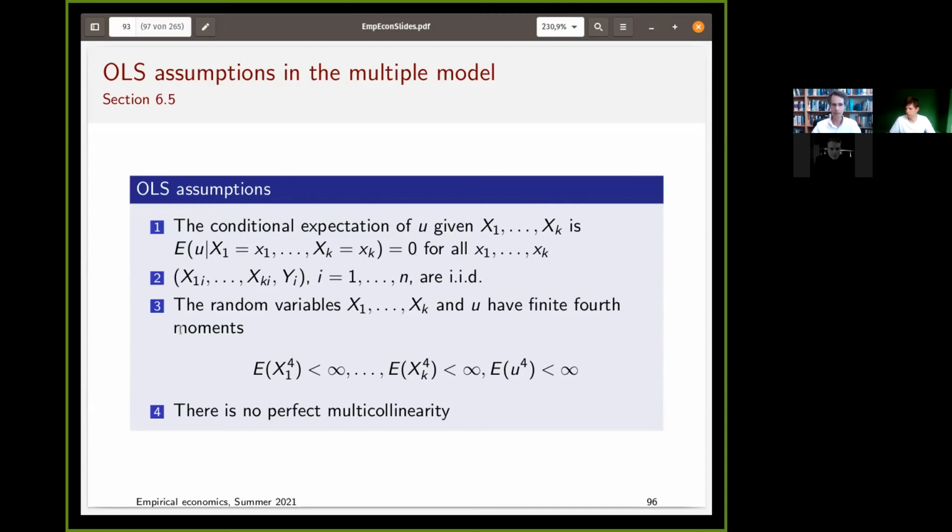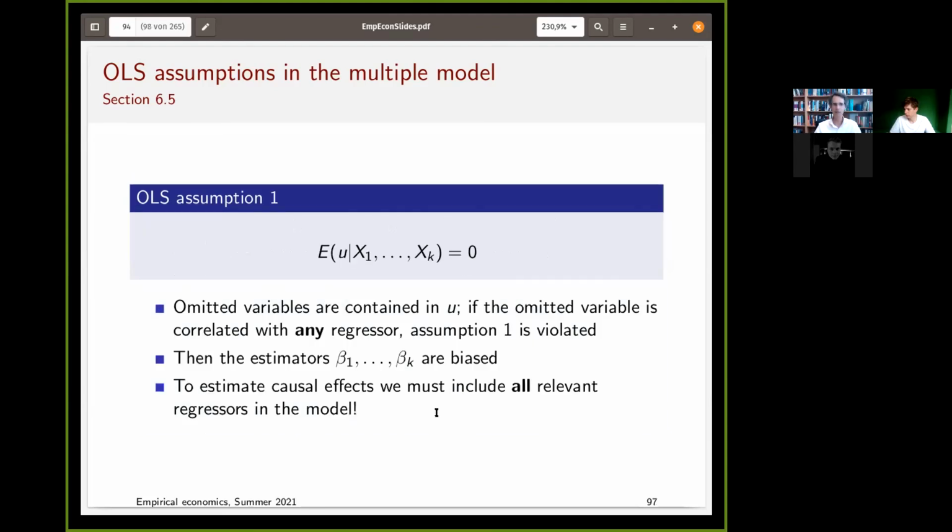Assumption number 3 is also the same. It used to say that the fourth moments of the regressor and the error term must be finite. It now tells us that the fourth moments of all regressors and the error term must be finite. I will say a few words to each of these assumptions in a minute. And then we have one more additional assumption here, which says that there's no perfect multicollinearity. That's new. And I will tell you briefly what that really means. But let's start discussing the first assumption.